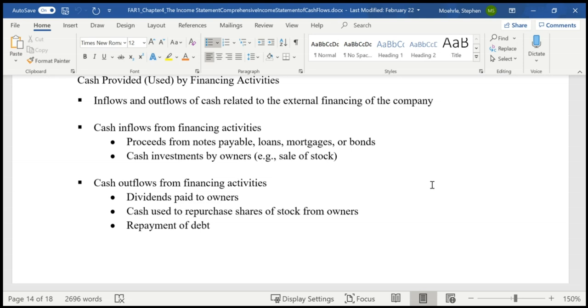Cash outflows from financing activities include dividends paid to owners, cash used to repurchase shares of stock from owners, and repayment of any long-term debt.